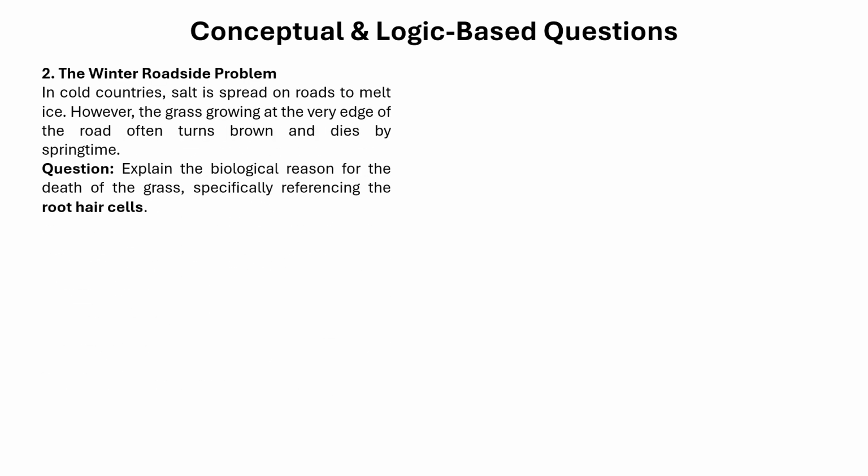The next question is about the concept of the winter roadside problem. This is also the concept of salt solution. The question is, in cold countries salt is spread on roads to melt ice. However, the grass growing at the edges of the road often turns brown and dies by springtime. Explain the biological reason for the death of the grass, specifically referencing the root hair cells.